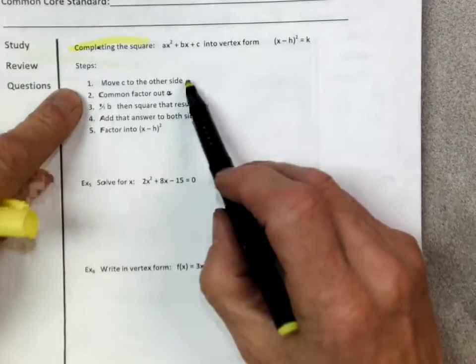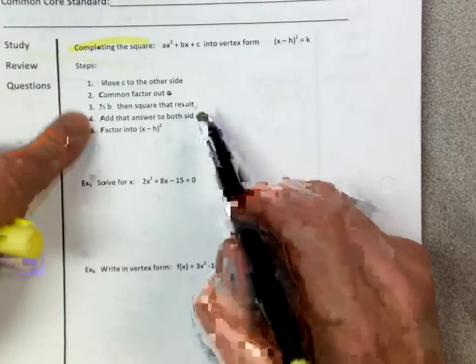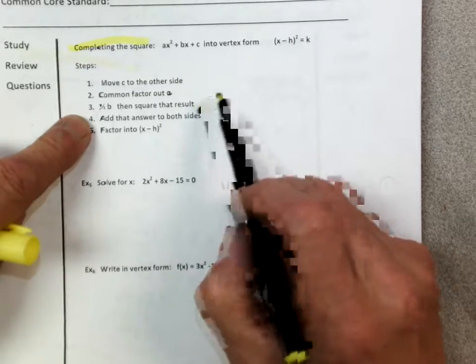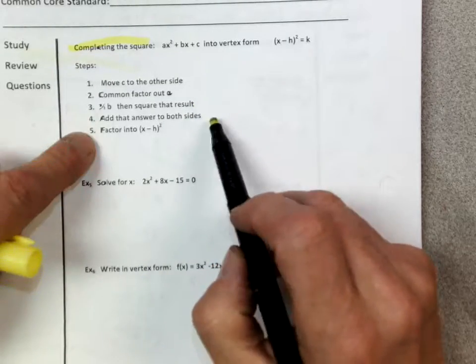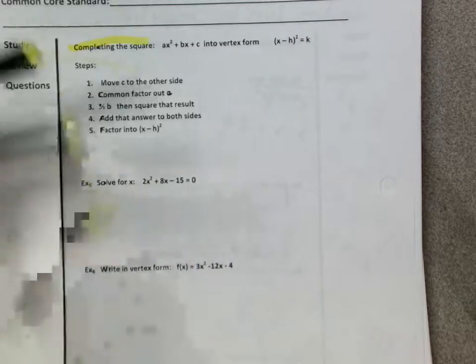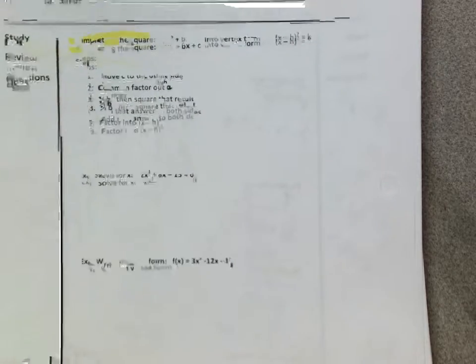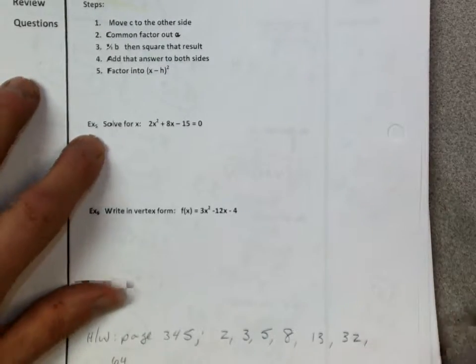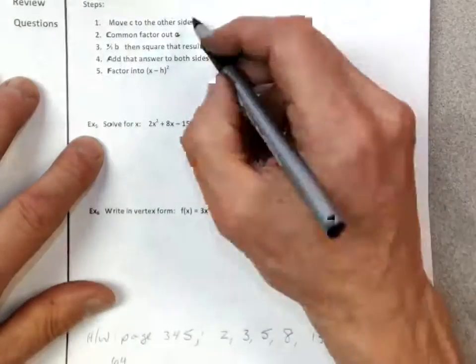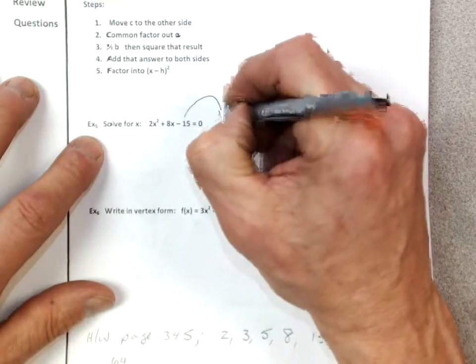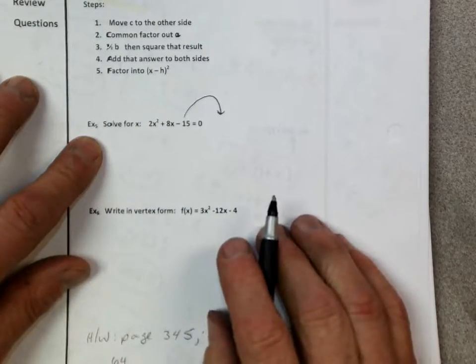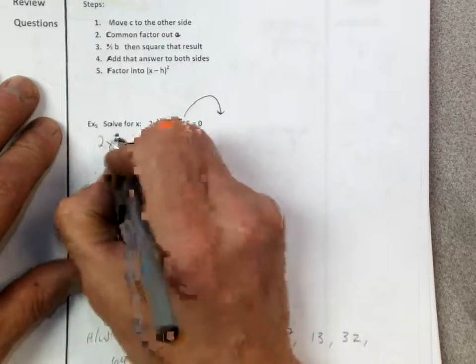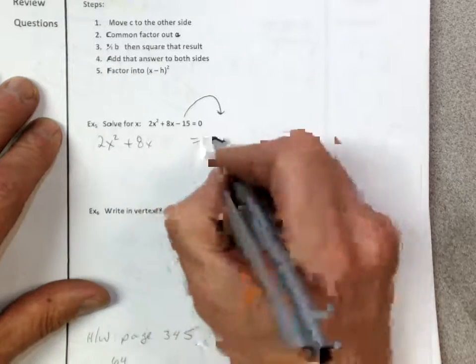So here we go. Here are our steps for completing the square. Move C to the other side. Common factor out A. Take 1/2 B, then square the result. Add that answer to both sides, and then factor. So let's go. Example number 5, step by step. Step 1, move C to the other side. So bring the 15 over there, and I'm going to have 2x squared plus 8x equals 15.